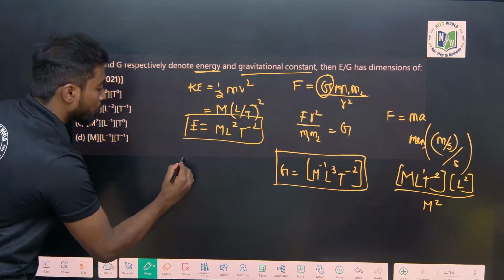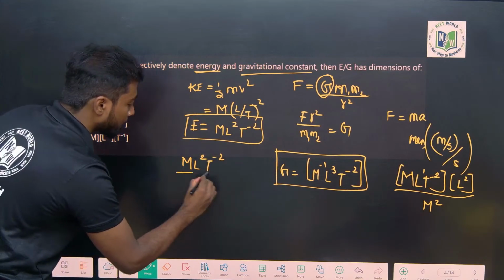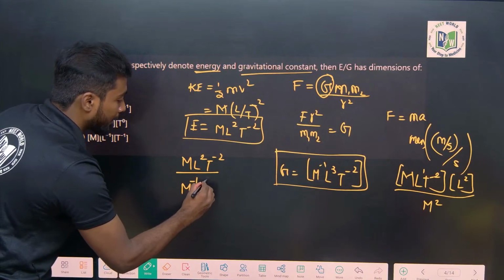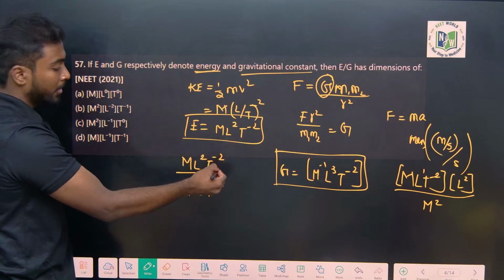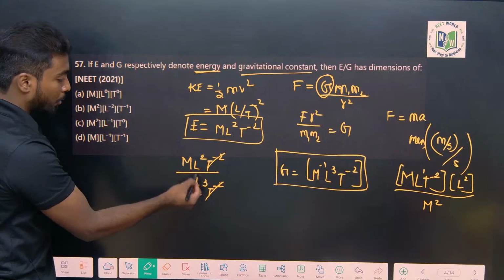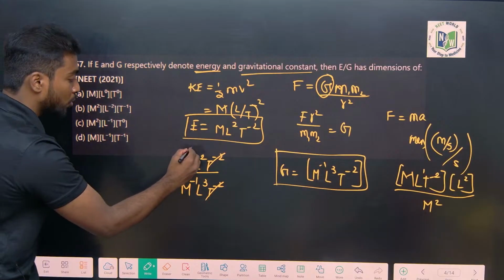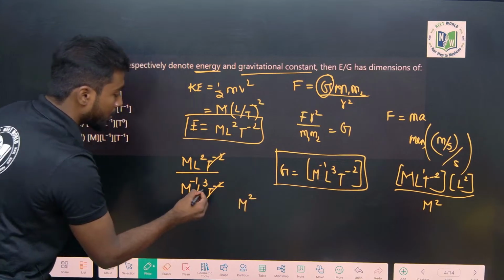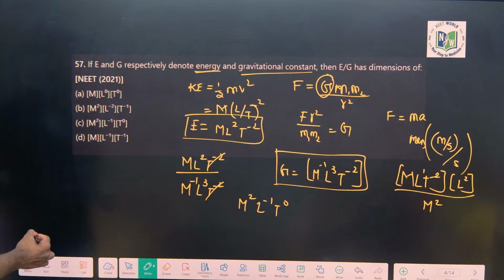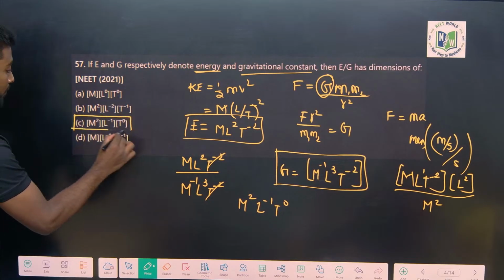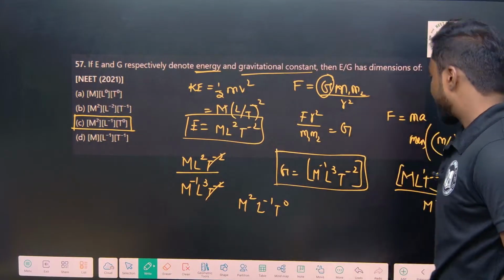So what is E here now? M L square T power minus 2. What about G? M power minus 1 L cube T power minus 2. T power minus 2, again if it goes up it becomes T square, so this I can cancel. M going up becomes M power minus 1, so 1 plus 1 is 2. So M square, L power minus 1, T power 0. This is the answer. Any doubt now? We'll go for the next question.